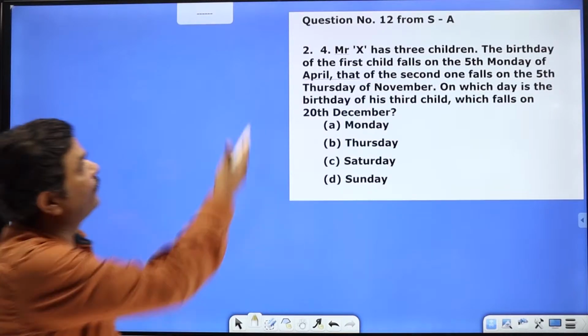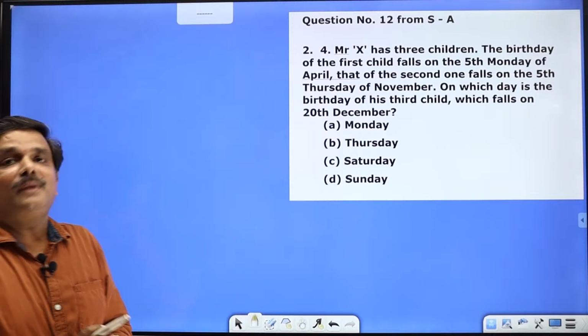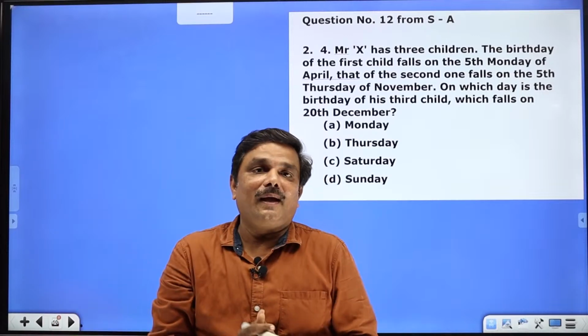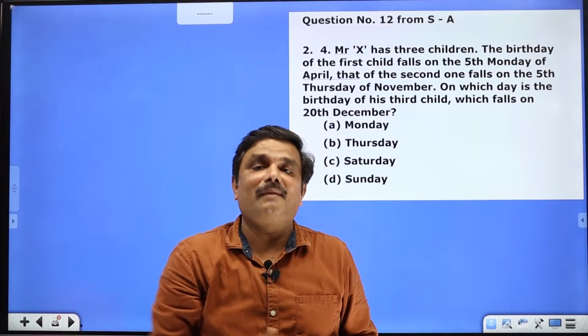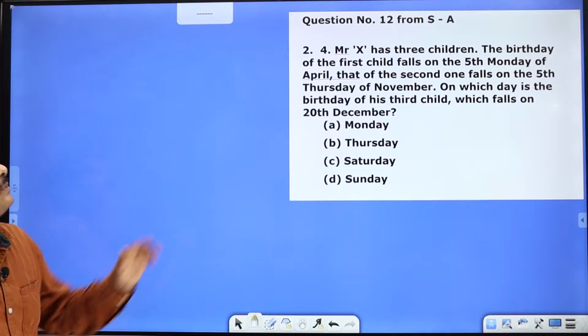Now go for this question also. This question is based on calendars. Previously, when they started the CSAT examination, they have given calendar questions almost directly. Okay, but now they are giving with some twist.